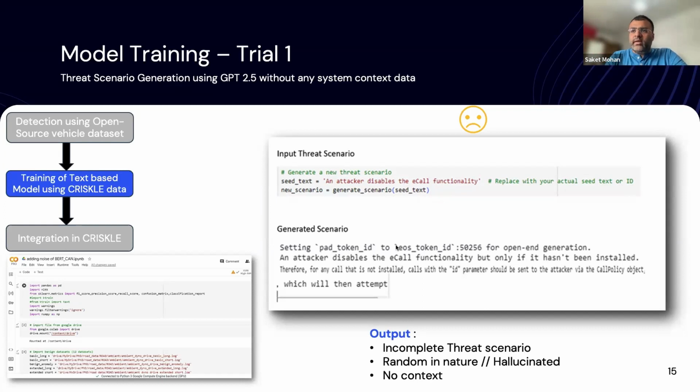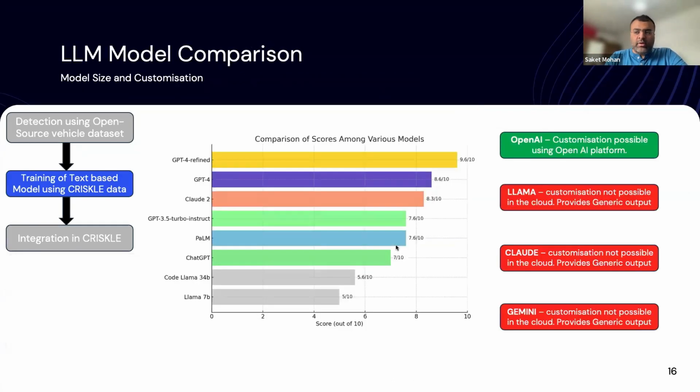So this meant that it needed some more polishing. As an output of the trial one sequence: incomplete threat scenario generation, random in nature, and no context. The next thing we did was analyze the group of LLM BERTs currently out in the market.